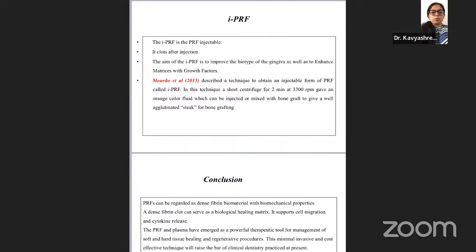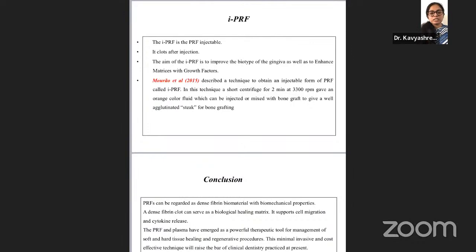discovered. So Mora et al. in 2015 described the technique to obtain an injectable form of PRF, which is called IPRF. In this technique, a short centrifuge of 2 minutes at 3300 rotations per minute gave an orange color fluid which can be injected or mixed with the bone graft to give the agglutinated stick for the bone grafting.